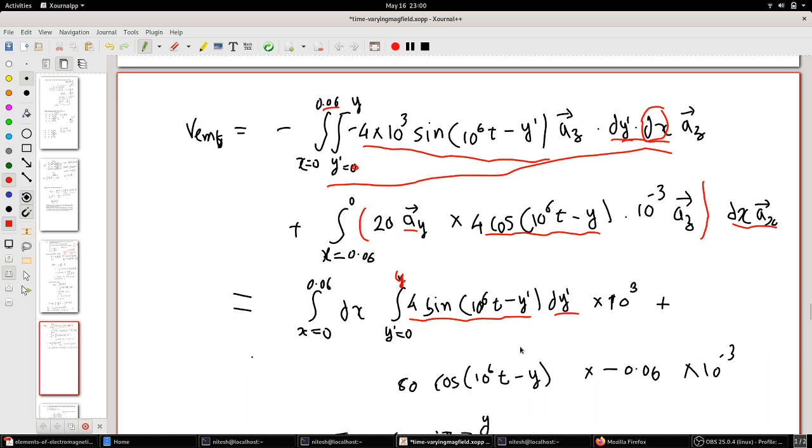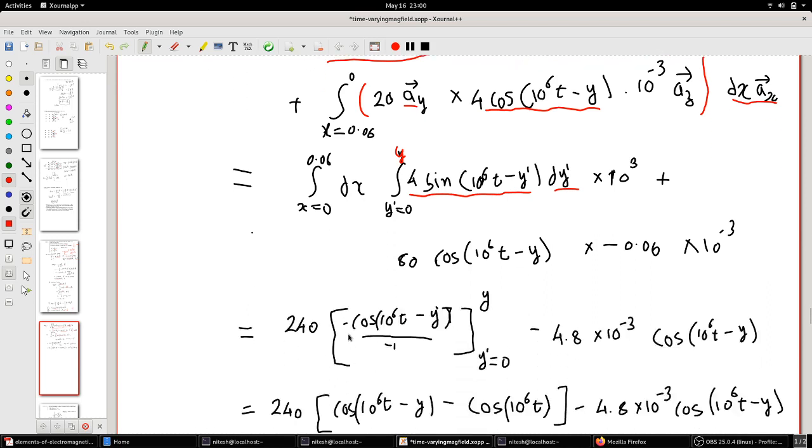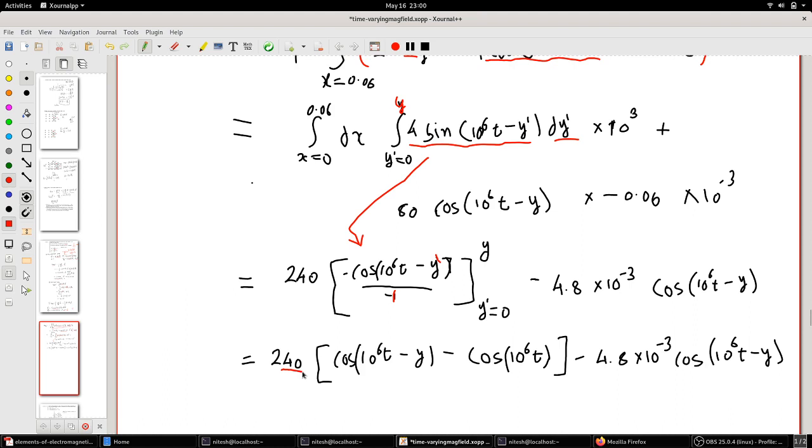The integral of this is minus cos, integral of this guy is minus cos of 10 raised to 6t minus y prime, upon minus 1. Okay, so y prime equal to 0 to y, that's your limits of integration. So if I solve it, I'll get 240 into cos of 10 raised to 6t minus y. Instead of y prime I'll be putting y here, and minus y prime equal to 0, right? So at y prime equal to 0, what you will get here is cos of 10 raised to 6t.